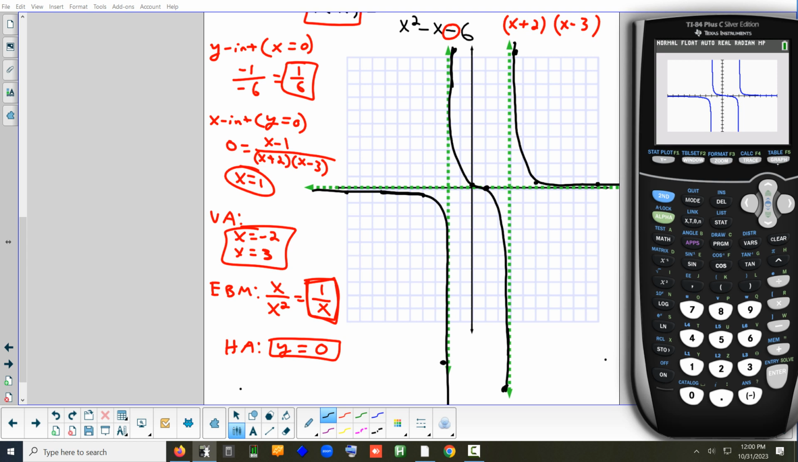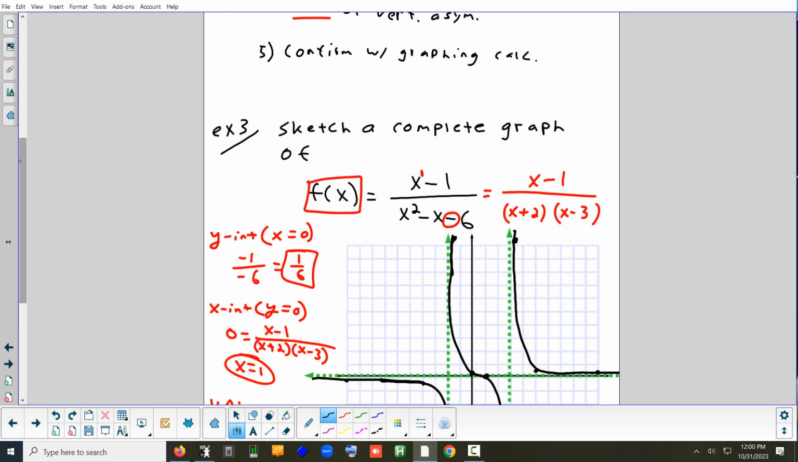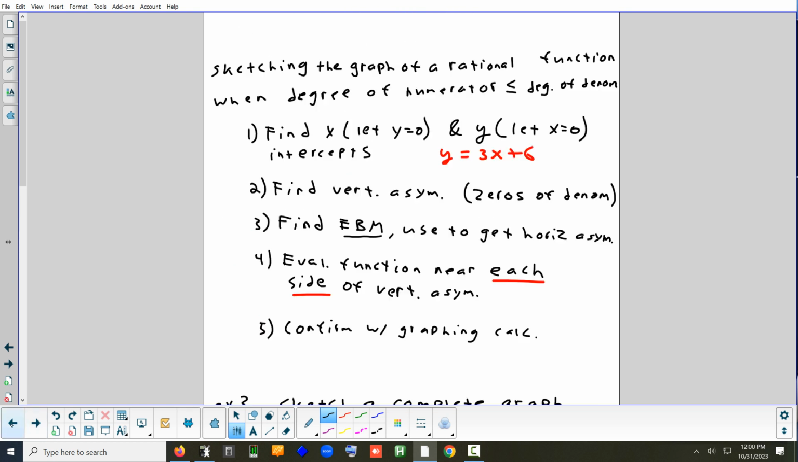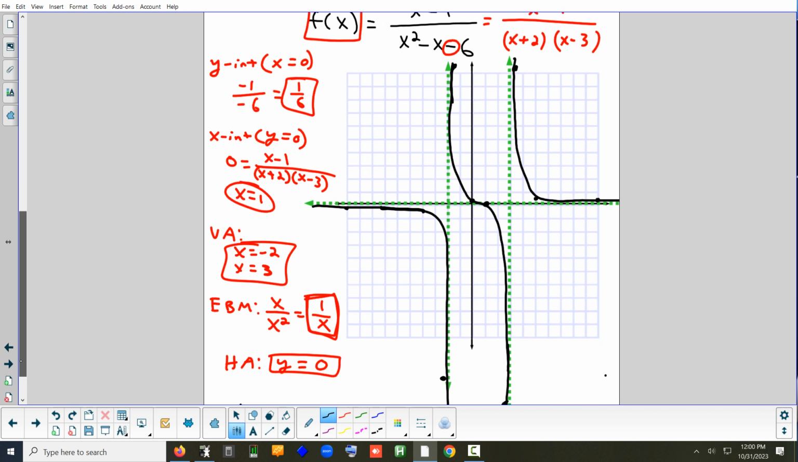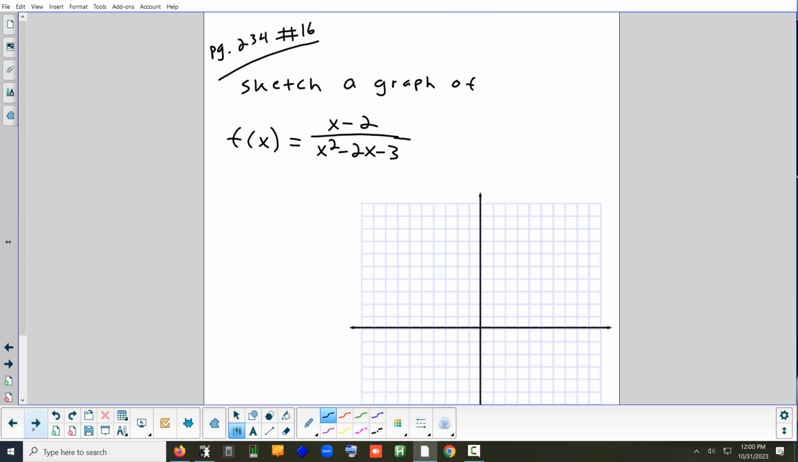Any question on that? Yeah. So there is a hole in the center. No, there's no holes. There's two vertical asymptotes because there are no common factors in the top and the bottom. To have a hole, you need an x minus 1 in the bottom. So it just goes through without any problem. No, no holes at all.